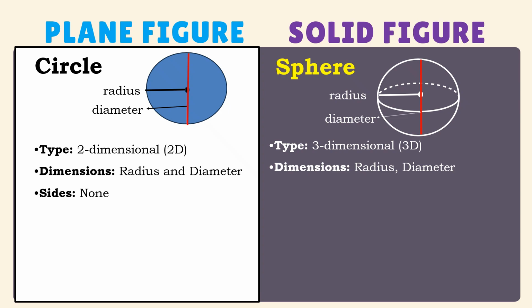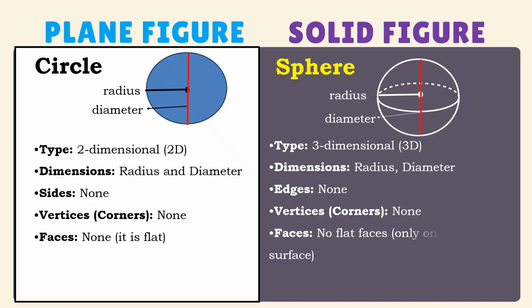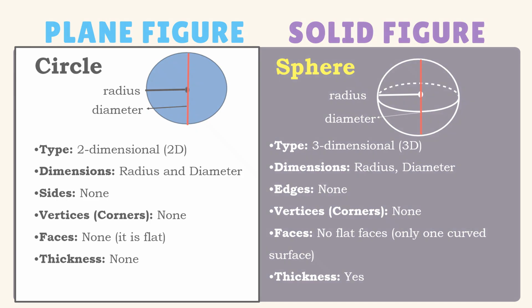A circle has no edges, while a sphere has no edges too. A circle has no vertices or corners, while a sphere has no vertices or corners too. A circle has no faces because it is flat, while a sphere has one curved face. A circle has no thickness, while a sphere has thickness or depth.